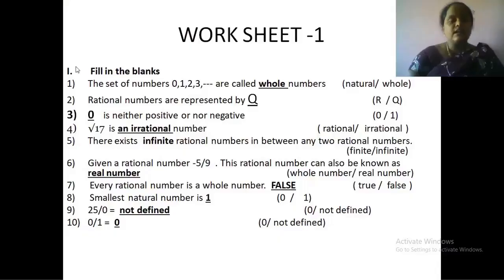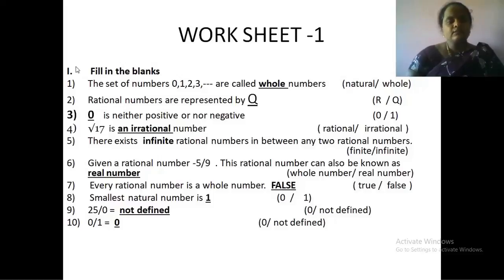Namaskaram. In the last video we have seen different types of numbers in the number system, such as natural numbers, whole numbers, integers, rational numbers, that is p by q form, and irrational numbers and real numbers. In today's class, let us see how to represent rational numbers on the number line. Before going to today's topic, let us see the answers for the homework given in the last video.